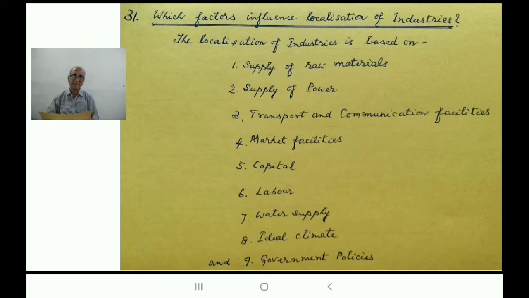Water supply. Then, ideal climate, good climate you need. The right climate. If it's a textile industry, you need the right climate for that. So you have to work on the climate. If the climate is not the appropriate one for your industry, you can't put up that industry there. You have to find out some other place.